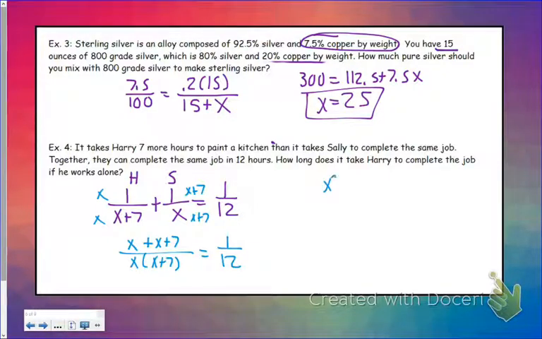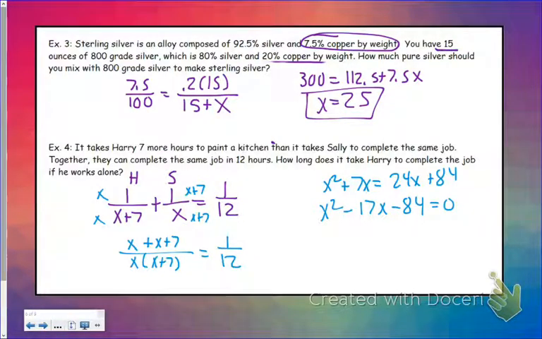So I get that x squared plus 7x is going to be 24x plus 84. This is quadratic, so we got to set it equal to 0. Then we can factor. And we get two possible solutions. One of those solutions is 21, one of those solutions is -4.